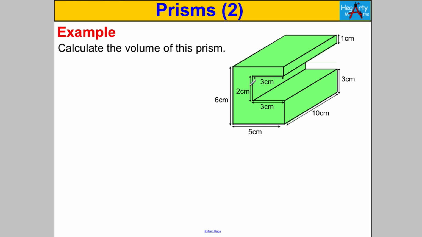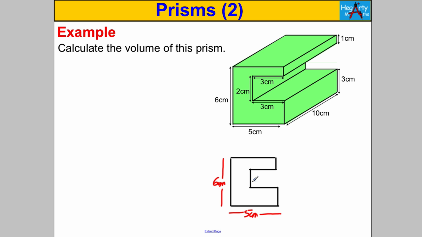Right, just because this is a little more complicated, I'm going to draw the front face down here. And I'm going to mark in the lengths. That's 6 centimeters between here and here. This here is 5 centimeters. And this distance here is 3 centimeters, as this is 3 centimeters, and this here is 2 centimeters.